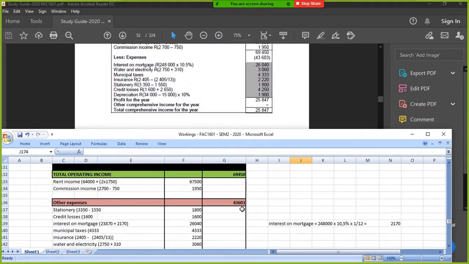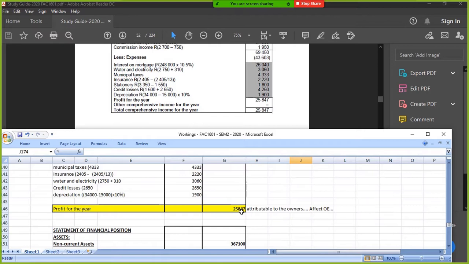Right, is my first statement correct? I'm just going to look at the total. Yeah, 25847, it's correct. See, that's what you would do. You would do the question, check the question. Do the question, check the question.